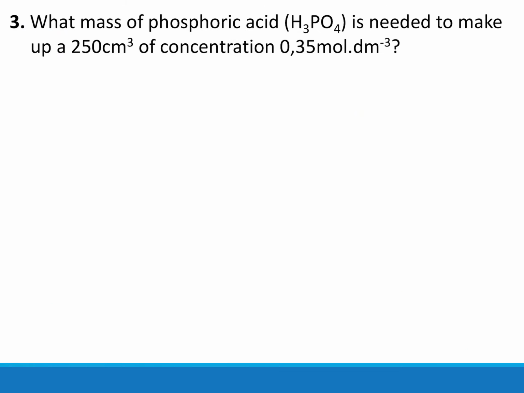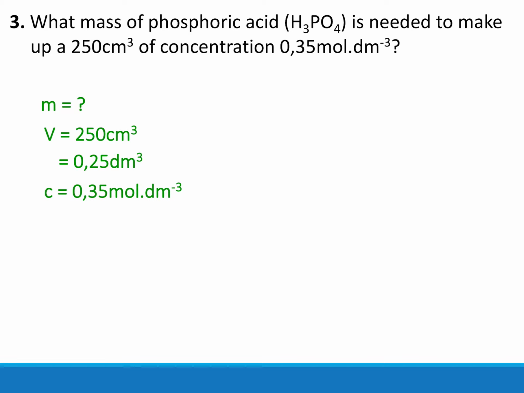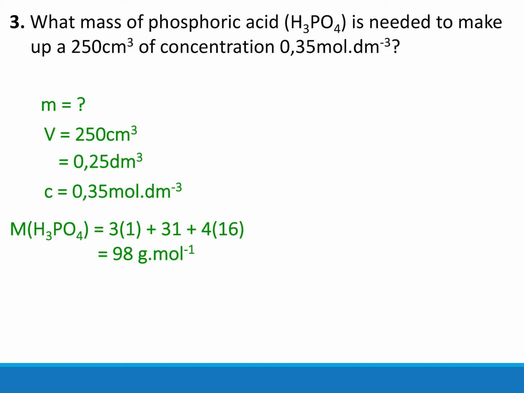But now, of course, what mass, so this is little m, of phosphoric acid is needed to make up a 250 centimeter cubed solution of concentration 0.35 moles per decimeter cubed? Write down what you know. I want little m. I know the volume is 250 centimeters cubed, so that's 0.25 decimeters cubed. Concentration is 0.35 moles per decimeter cubed. Phosphoric acid is 98 grams per mole.